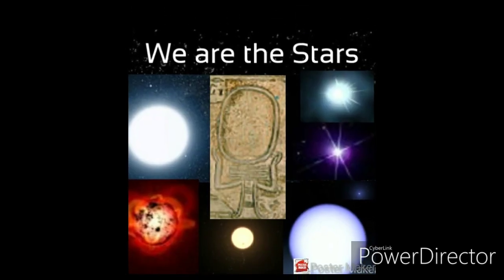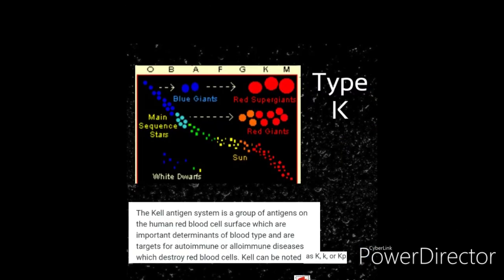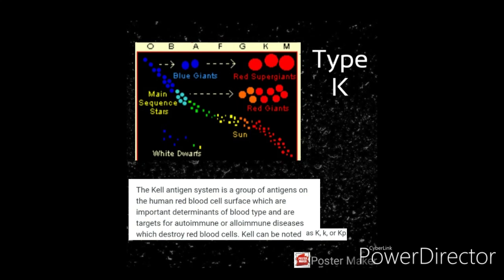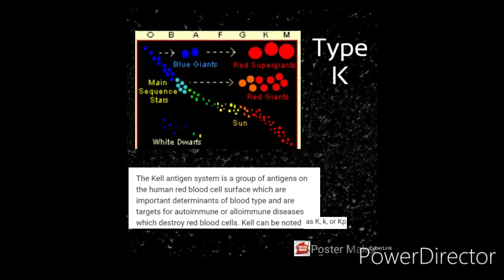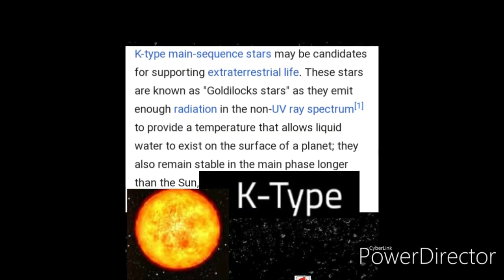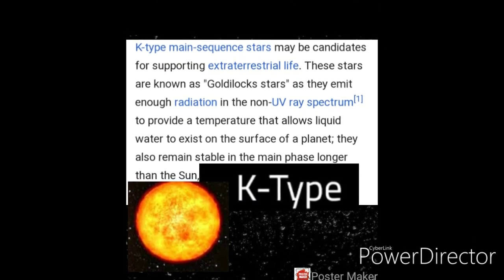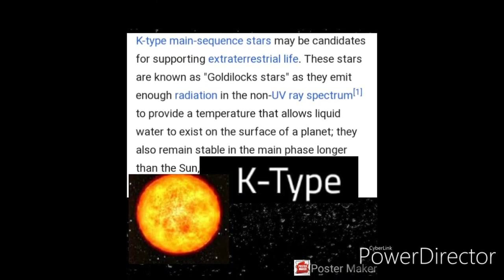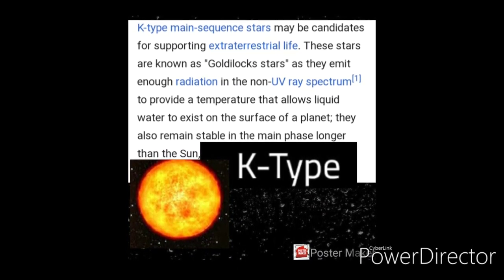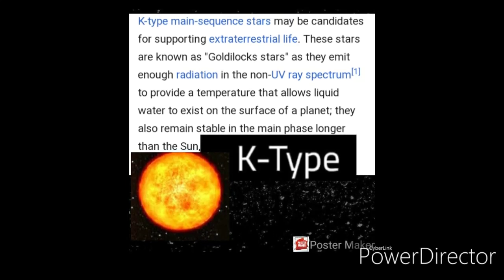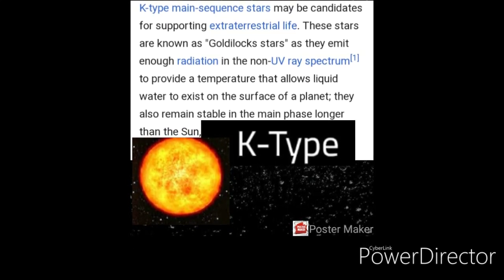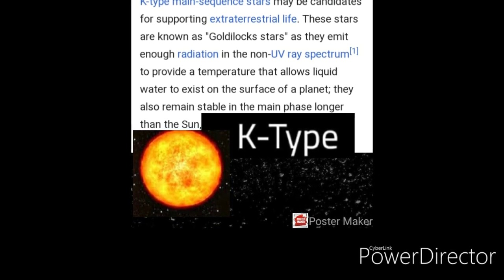Now moving on to the K blood group. K is known as the Kell antigen, and it's an important antigen when determining someone's blood type. K-type stars are also referred to as Goldilocks stars because scientists believe that they emit enough UV radiation to provide the perfect temperature for water to exist on any surrounding planets. And they are said to be more stable than our sun.